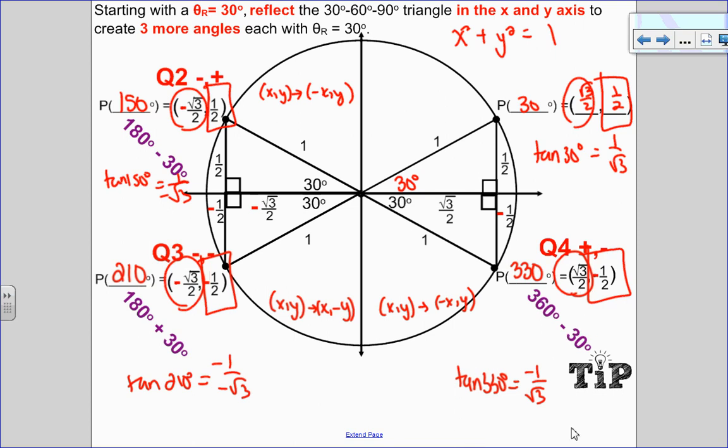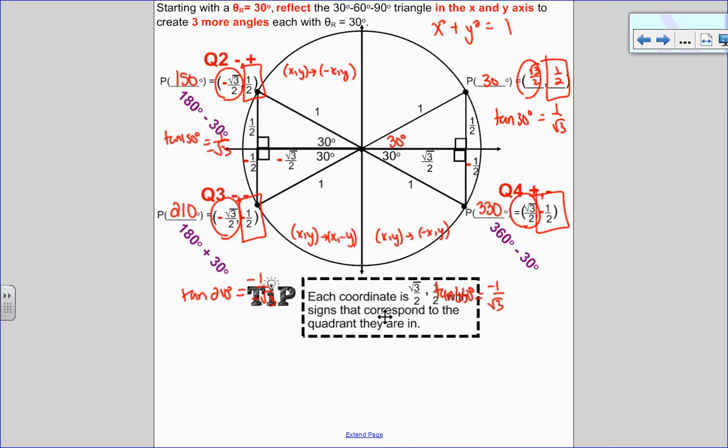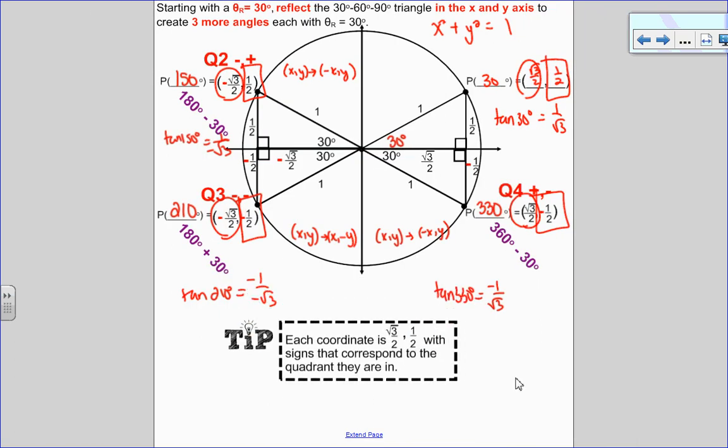What I want you to notice here is that each coordinate in this unit circle with a 30-degree reference angle is made of root 3 over 2 and 1/2, every single one of them. The only thing that's different is that the signs have to correspond with the quadrant that they are in. So if I memorize what 30 degrees is, I can reflect it and put it in the correct quadrant. Every single point will be the same values, just with different signs: negative positive, negative negative, and positive negative. So we're going to do this for 60 and for 45 as well.